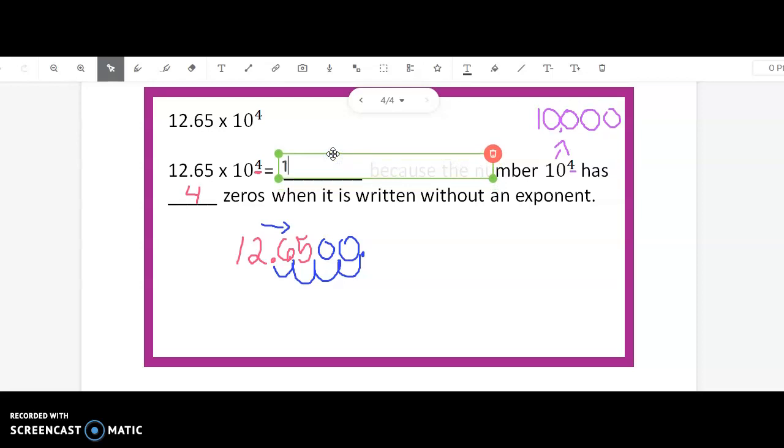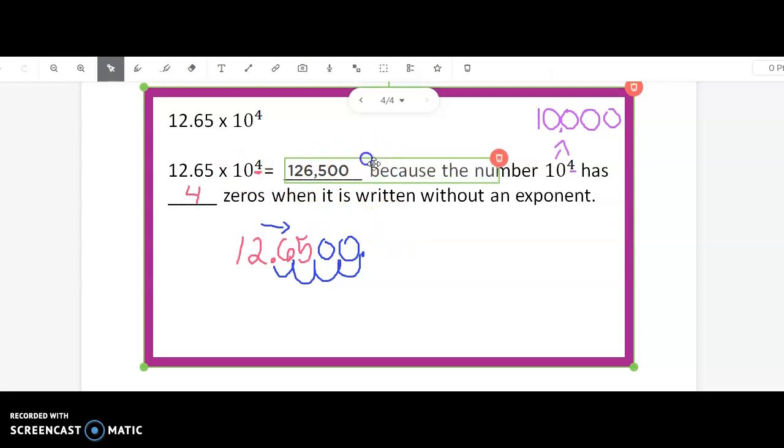I'm going to put the text up here. I'm going to have 126,500. I'm going to double check that, make sure that looks right. Let's see here. So I jumped my decimal. That was right here between the 2 and the 6, 4 places to the right. 1, 2, 3, 4. Yep, that should be it. So 126,500 is my product.